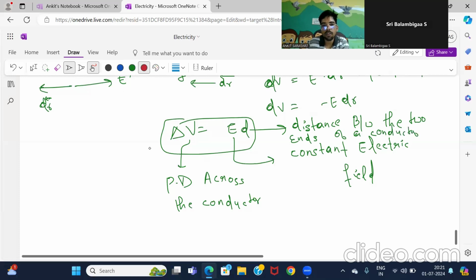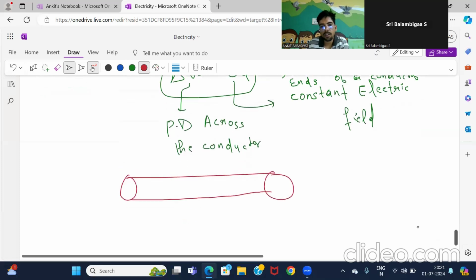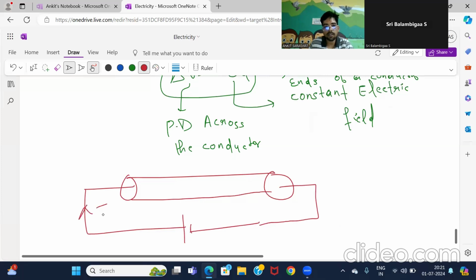Now you just tell me, if this is the wire, and this is a cell, and current is going like this, then A is here, B is here. Is A at high potential or B at high potential? Yes, A is at high potential. Very nice. Current always flows from high potential to low potential. Electron will flow from low potential to high potential.